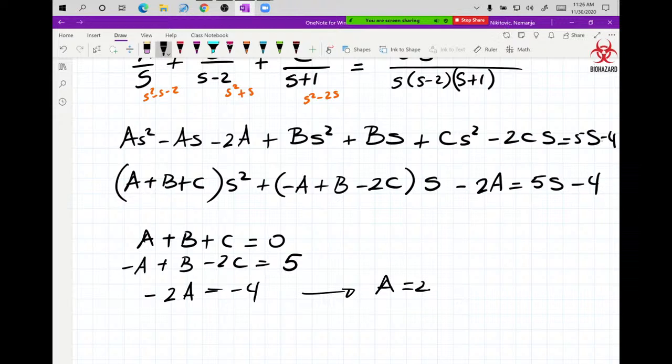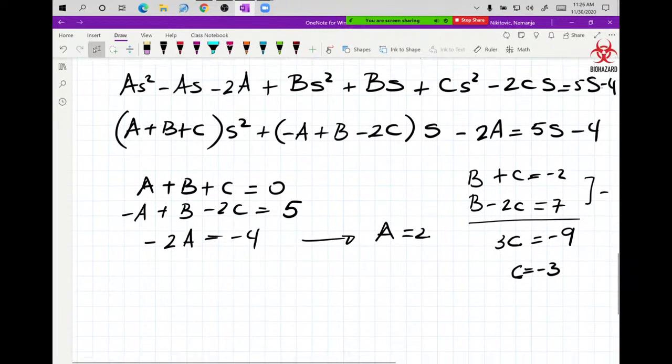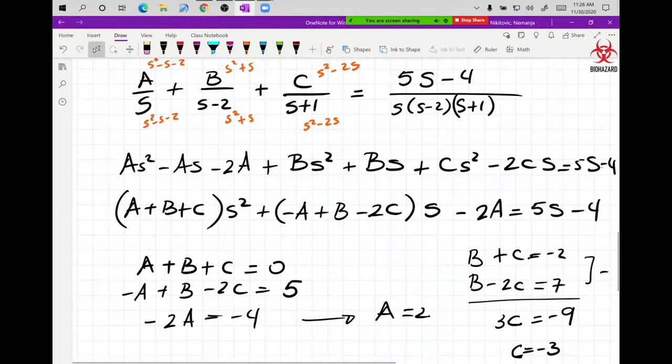Now that's really helping because we have B plus C equals negative 2, and B minus 2C is 7 when you plug A into both equations. And now when you subtract these equations, B minus B is 0, C plus 2C is 3C, equals negative 9, C equals negative 3. And if C is negative 3, B better be 1, so they can make negative 2 together. And that gives us our A, B, and C.